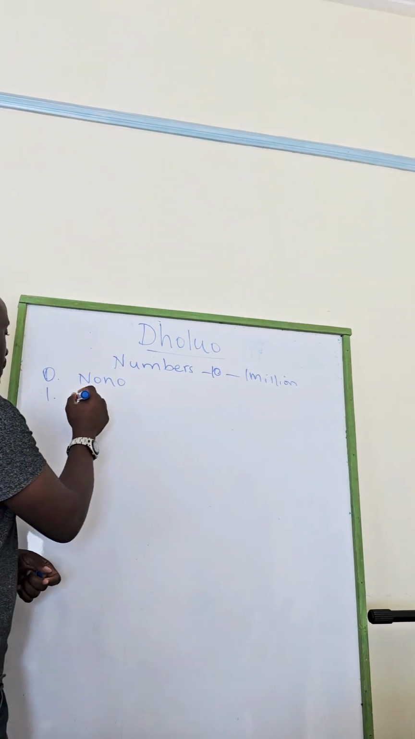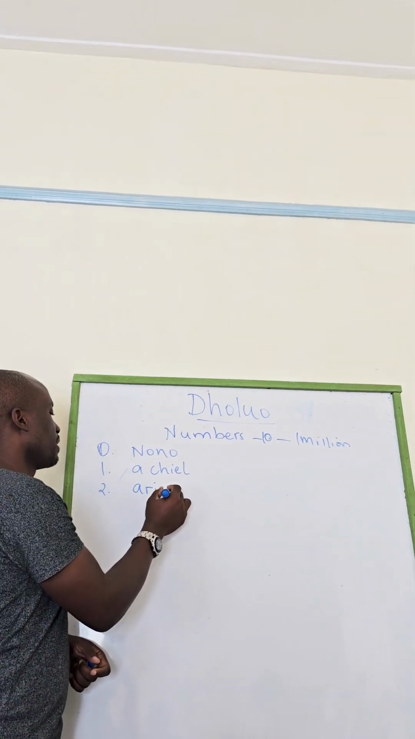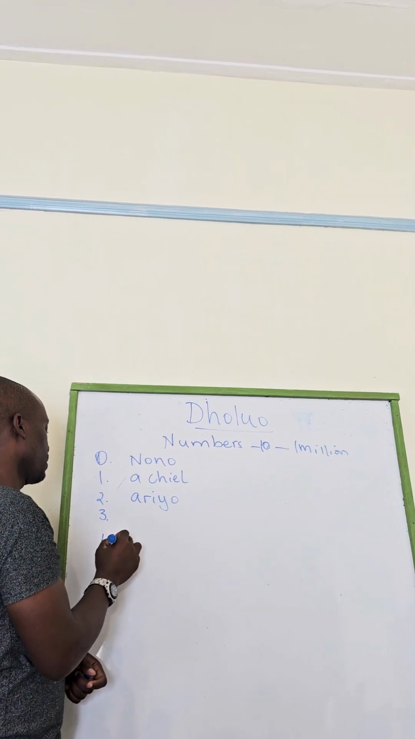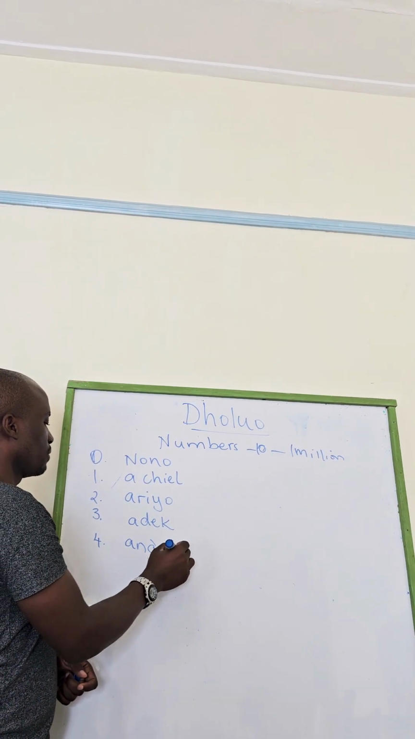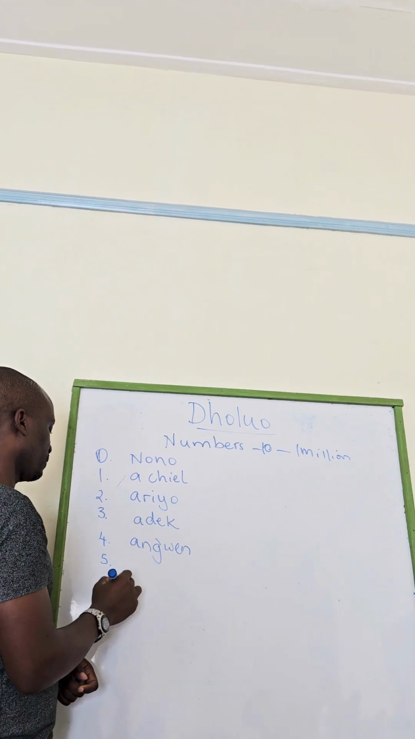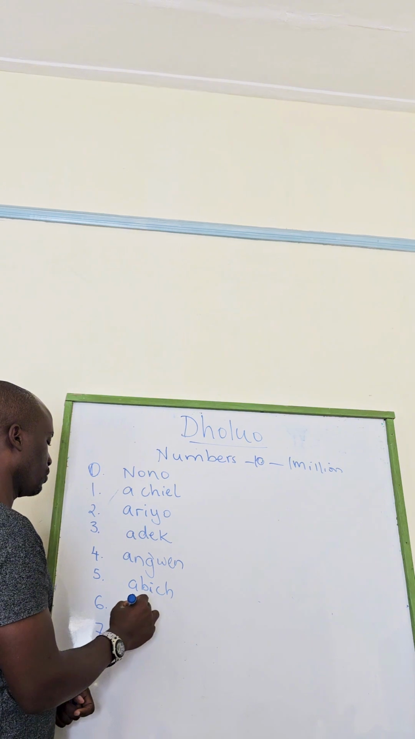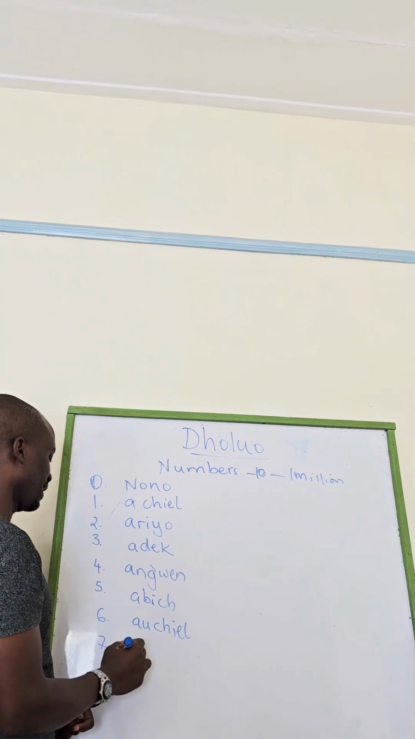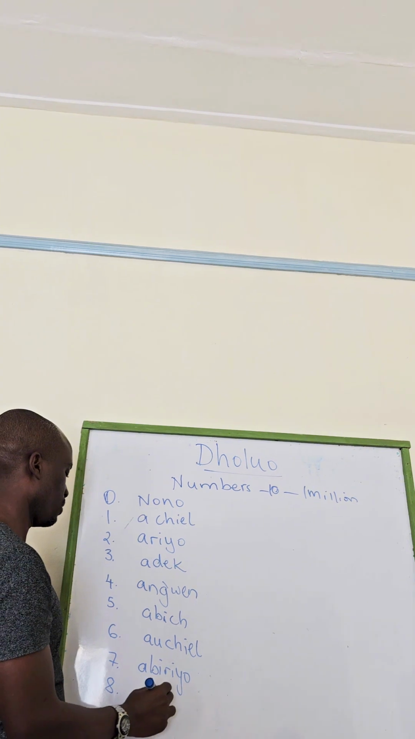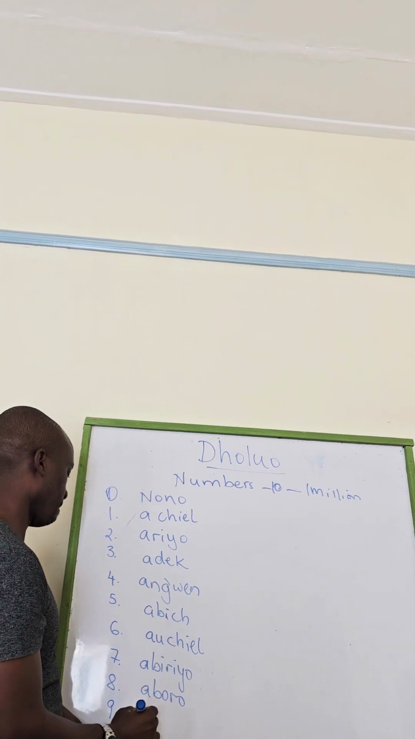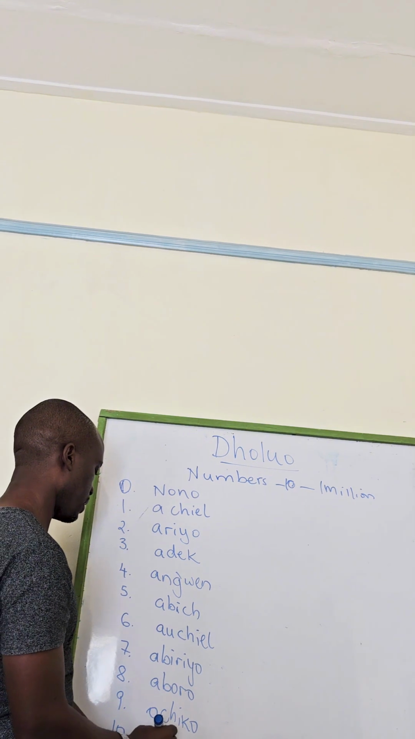1 is Achiel. 2 is Ario. 3 is Adek. 4 is Angwan. 5 is Abich. 6 is Auchiel. 7 is Abirio. 8 is Aboro. 9 is Ochiko. And 10 is Apar.